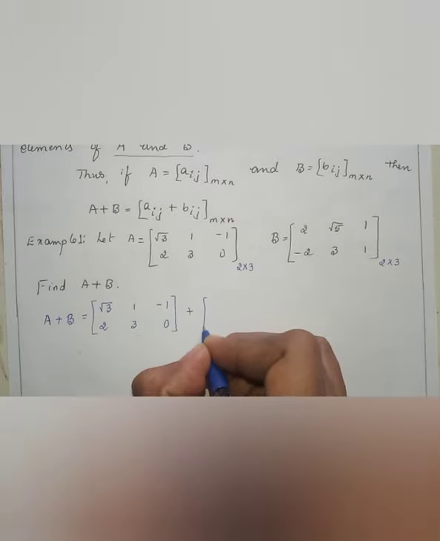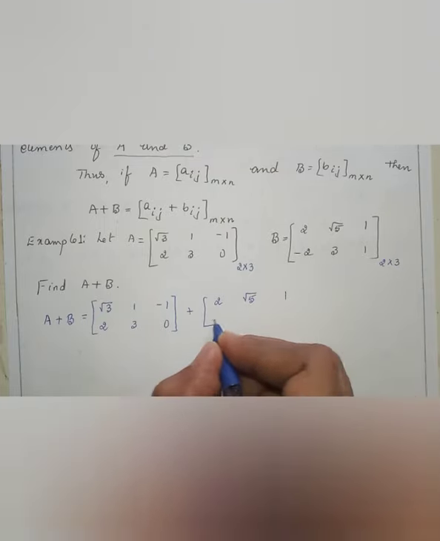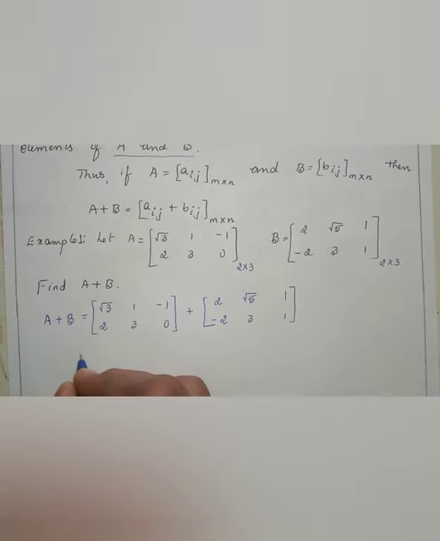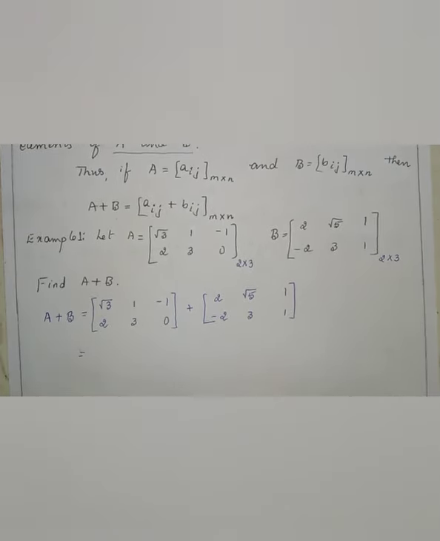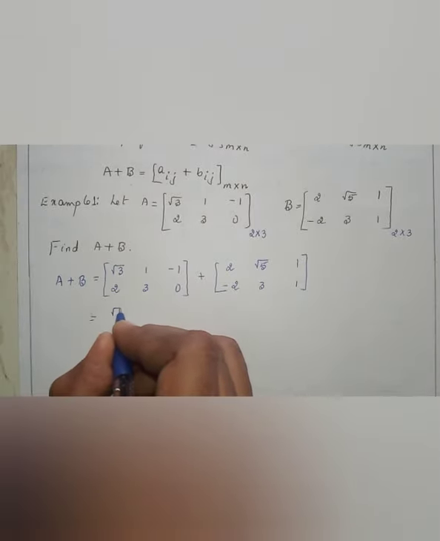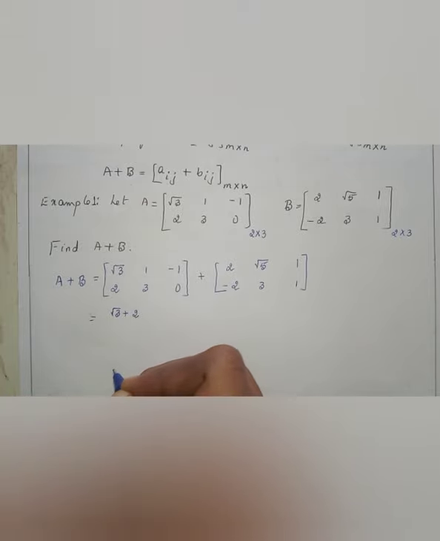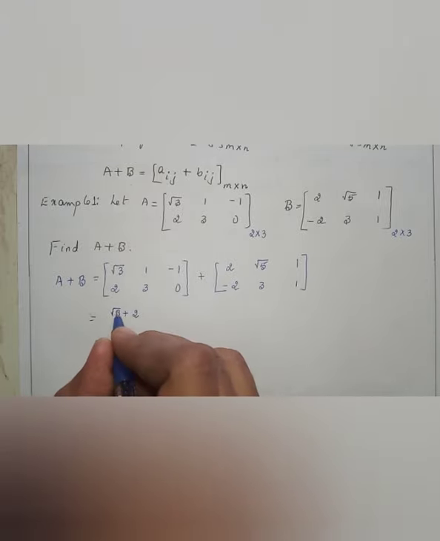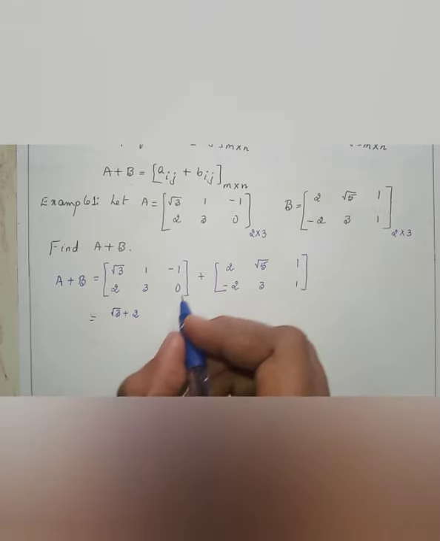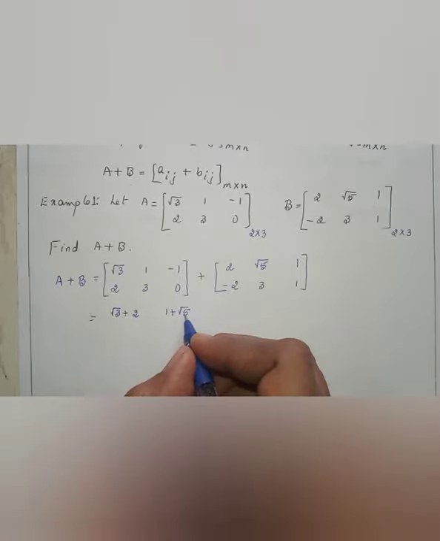Plus matrix B, 2, root 5, 1, minus 2, 3, 1. Adding the corresponding elements. Root 3 is an irrational number and 2 is a rational number, so we cannot add directly; write it as it is, root 3 plus 2. Then the next element, 1 plus root 5: one rational and one irrational number, so 1 plus root 5.